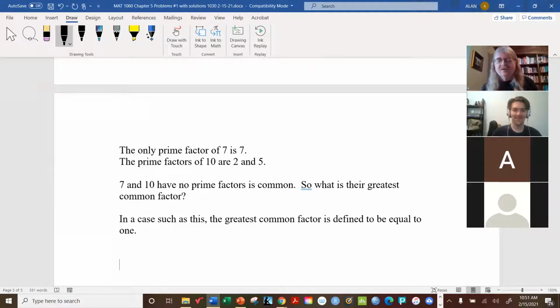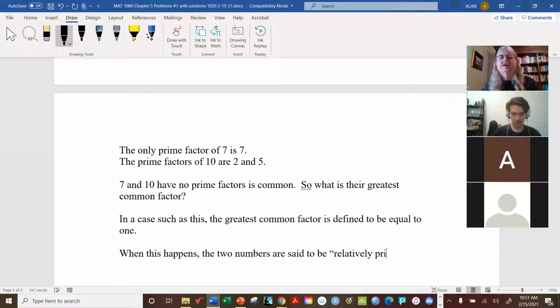What happened? And here's an interesting side note. This is just for your benefit. When this happens, this is notation or terminology. The two numbers are said to be relatively prime. They're not necessarily primes, but compared to each other, they're prime. So you don't have to memorize that, but I just thought I'd throw that out there because it's kind of interesting. Relatively prime.